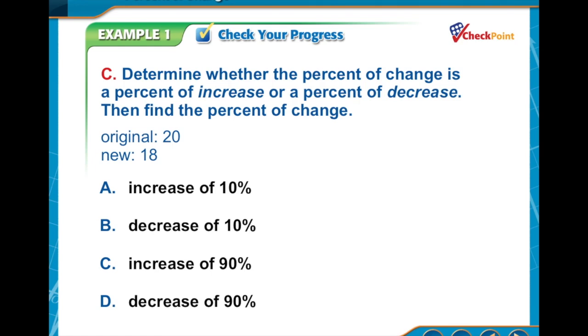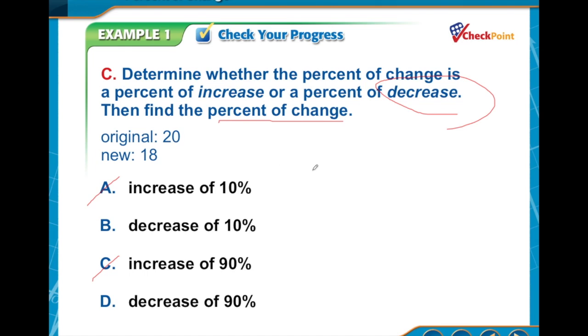So here's 1C. Let's first answer the question, is it an increase or a decrease? So if I start with 20 and I end with 18, did I go up or down? Well, I know that I went down. So I'm talking about some kind of a decrease. So I know right away A is wrong and C is wrong. Those are increases.